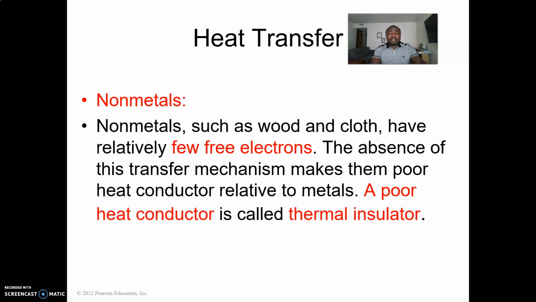Now let us look at non-metals. Non-metals have very few free electrons relative to metals. When we talk about non-metals, we're talking about objects such as wood, cloth, anything that is not a metal; though they are solid, they are not actually metals. As a result of the absence of this transfer mechanism, because of the few free electrons that we have in these non-metals, non-metals are relatively very poor conductors of heat, and in most cases we call them thermal insulators.